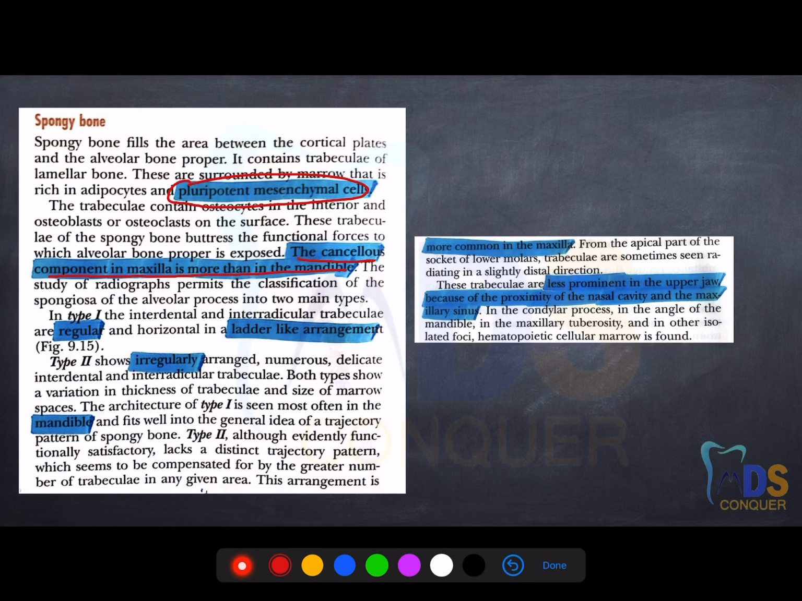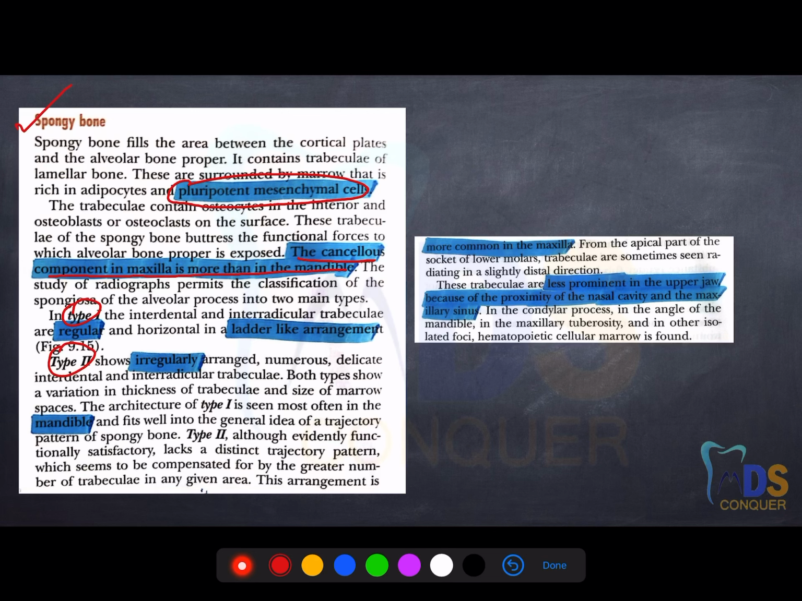And if you take the types of radiographic examinations, the trabeculae are divided into two types, that is type 1 and type 2. Type 1 are regular and horizontal ladder-like arrangement, and type 2 are irregular. So please do go through this content.